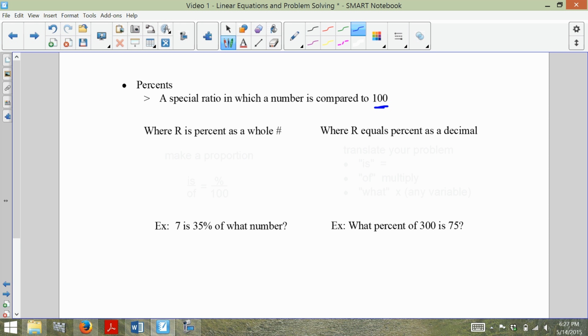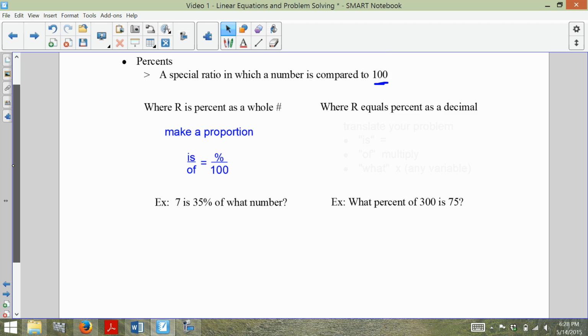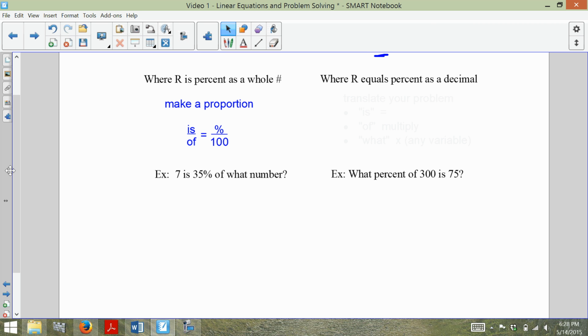Now, there's a couple of different strategies that we can use in order to solve percent problems. One is to make a proportion, and you've probably heard of the idea of is over of. So I want to identify which number is the is, which number is the of, and that's always going to be equal to the percent divided by 100. So in this first problem, for example, I've got 7 is 35% of what number?